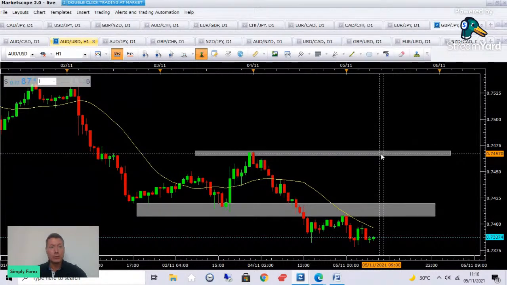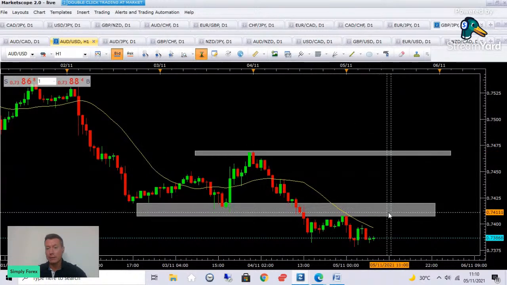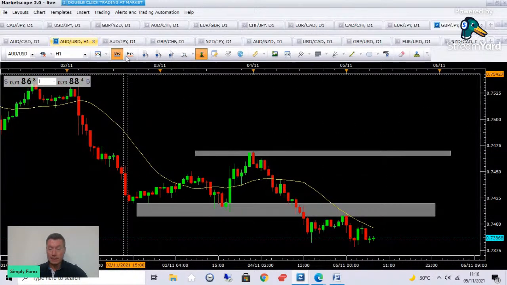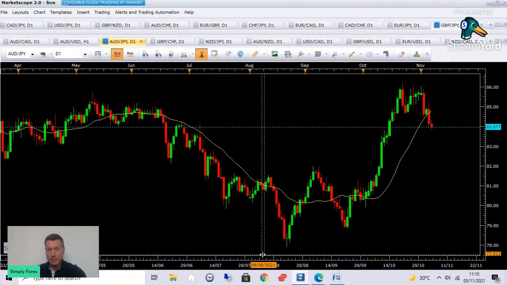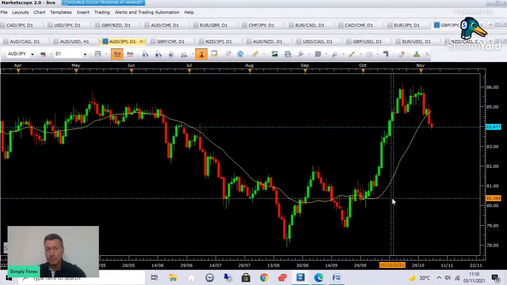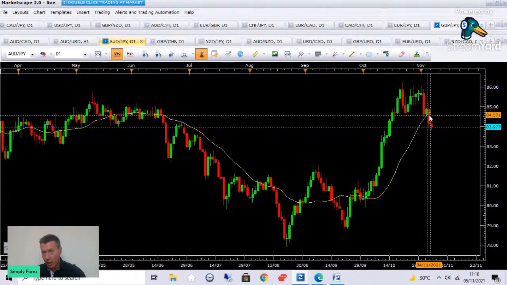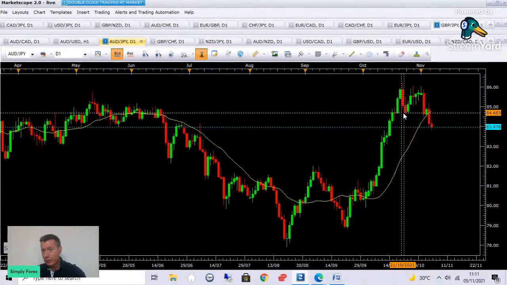But Aussie dollar, US dollar short, I like this trade. Let's carry on. So we go to the next pair, Aussie dollar, Japanese yen. So again, this is the daily chart. We've got a large bearish candle. It's broke this last low here, this 84.68 area. So it's broke this last low.